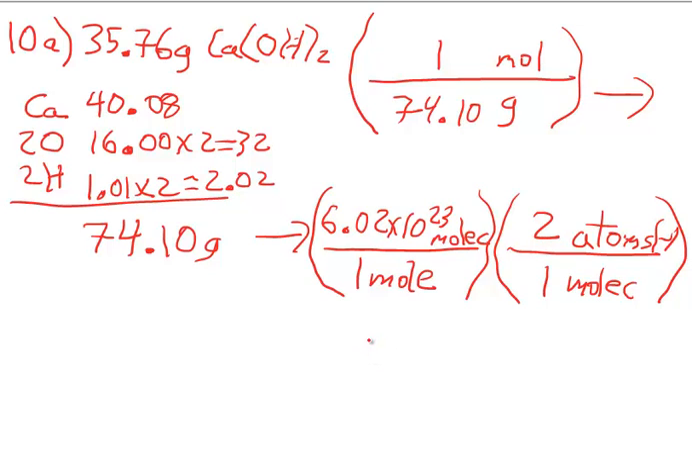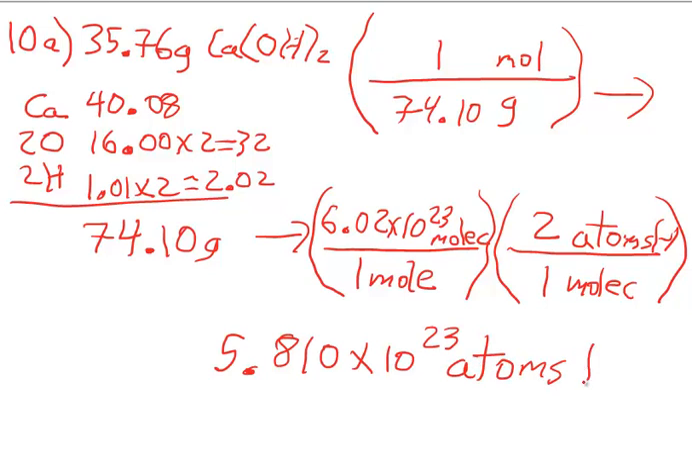So I'm going to multiply 35.76 times 1 divided by 74.10 times 6.02 times 10 to the 23rd divided by 1 times 2 divided by 1. This gives me an answer of 5.810 times 10 to the 23rd atoms of hydrogen.